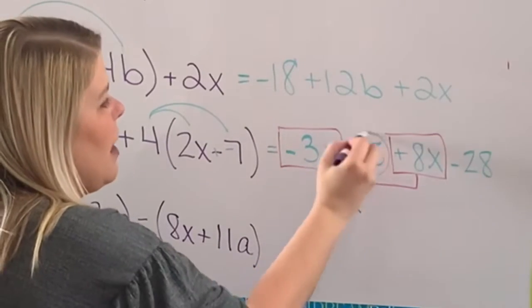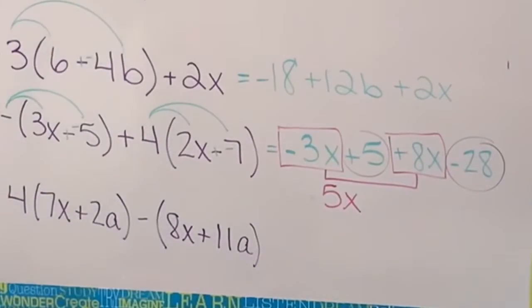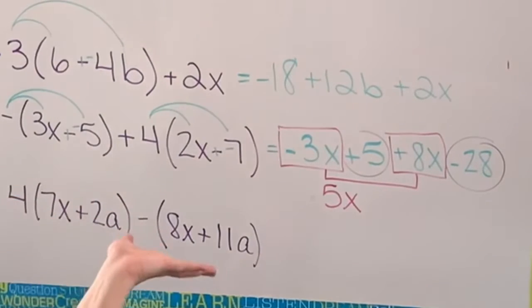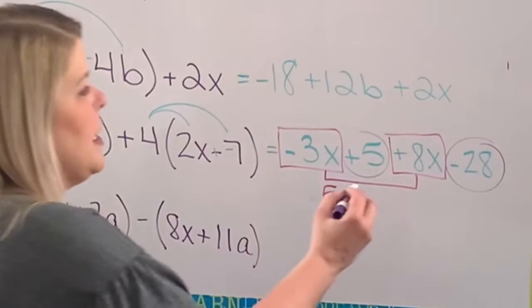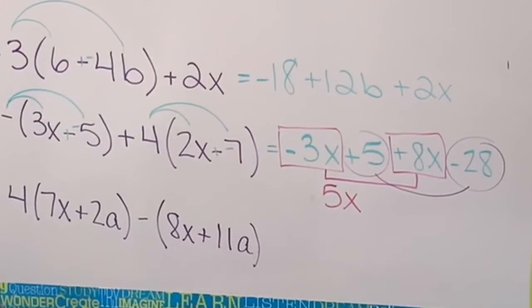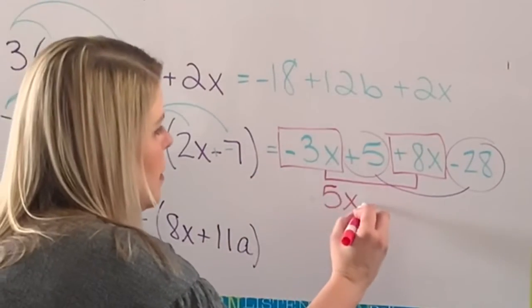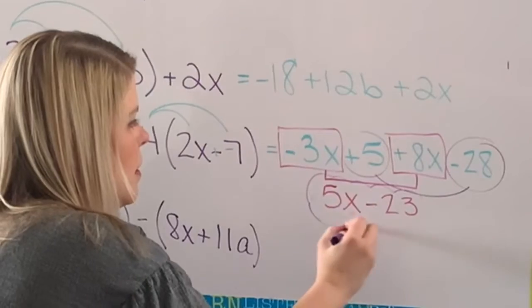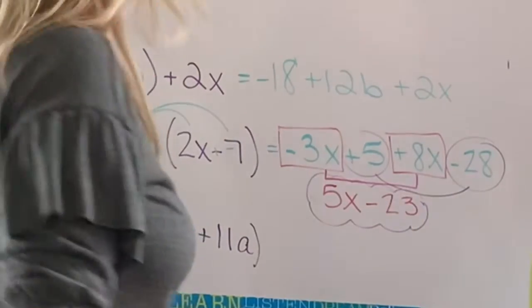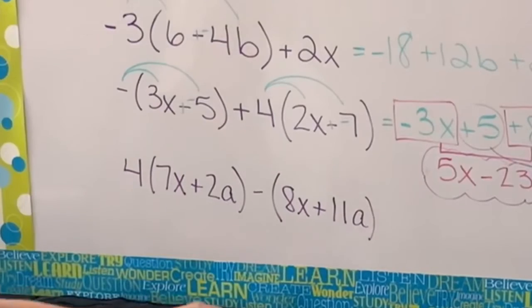If I keep going, I've got a positive 5 and a negative 28. Even though they look like they might not be like terms because one of the integers is positive and one is negative, as long as they don't have any variables attached to them, they are like terms. So don't let that trick you. And 5 minus 28, or 5 plus a negative 28, would be different signs subtract. And 28 minus 5 would be 23. Keep the larger value sign. I'll write it in pink, which would be negative 23. For my final answer being 5x minus 23. Hopefully you're staying with me.